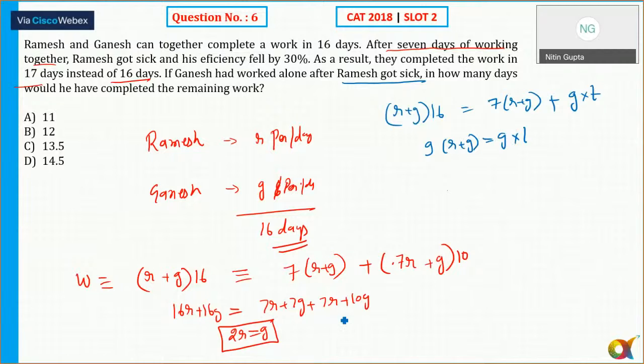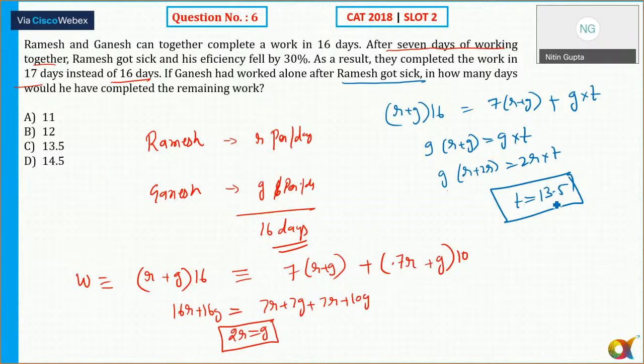And what is the value of G? G is equal to 2R. So I can say 9 into R into T. So what is that? That is RT. It is equal to 13.5 here. So the answer is nothing but option number C, which is 13.5.